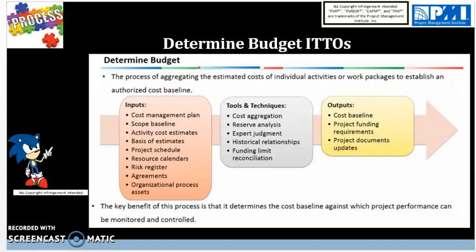Outputs then are cost baseline. That's the key output here. Out of the last step in planning for cost, taking all the estimates, is the approved version of the project budget excluding management reserves. And next we have project funding requirements and project document updates, which can include updates to the risk register, activity cost estimates, and project schedule.